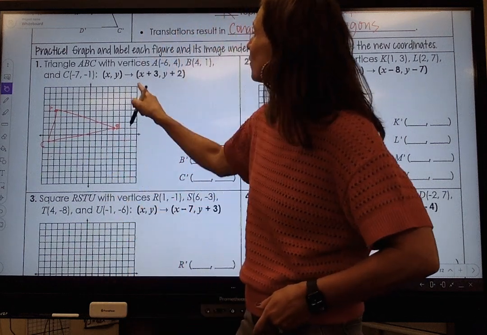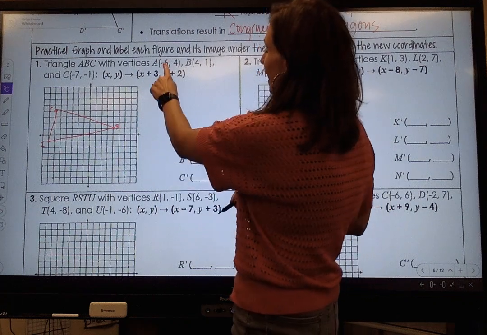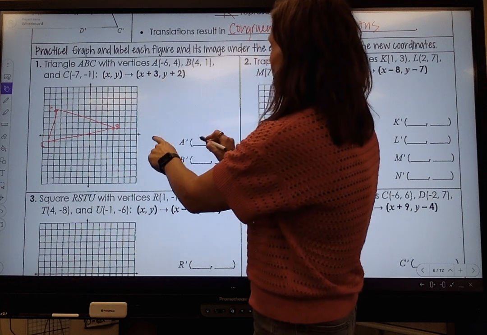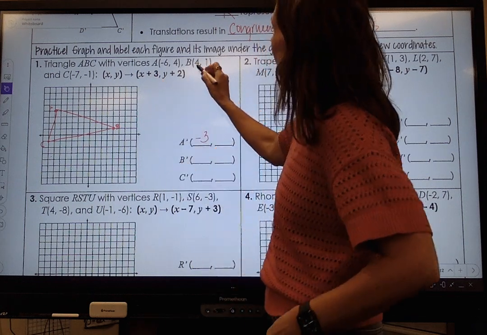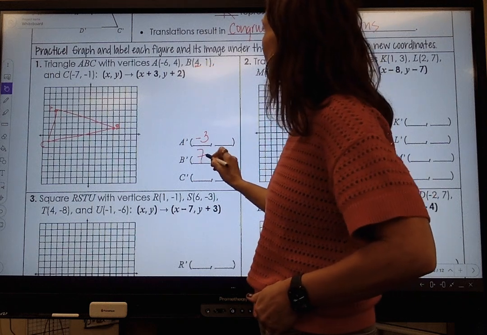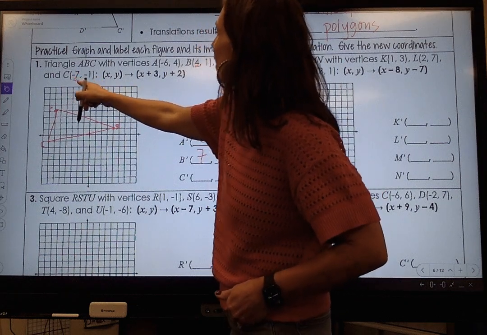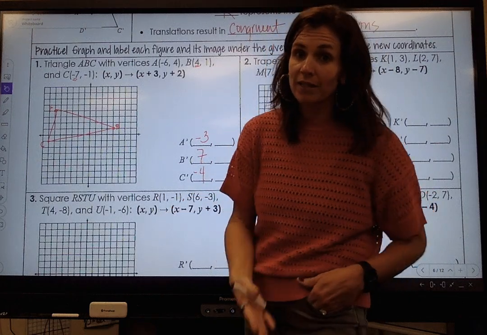So here's what this means. For the x value, we're going to add 3 to it. So in A, if I add 3 to my x value, negative 6 plus 3 is going to be negative 3. If I add 3 to B's x value, 4 plus 3 is 7. And if I add 3 to negative 7, negative 7 plus 3 is negative 4. So that's how I get my new x values.